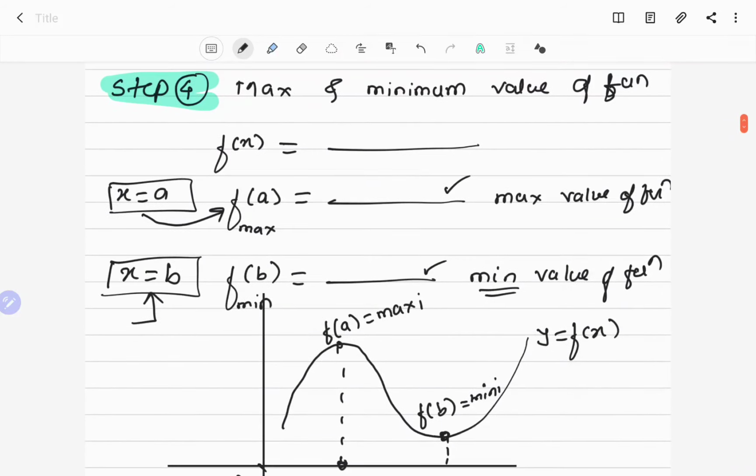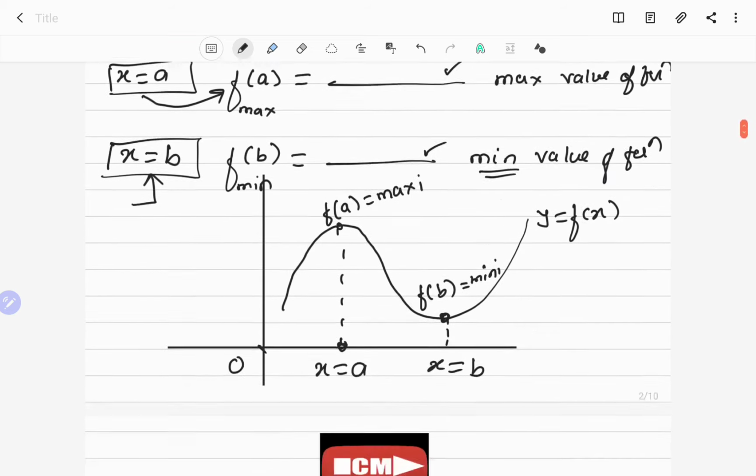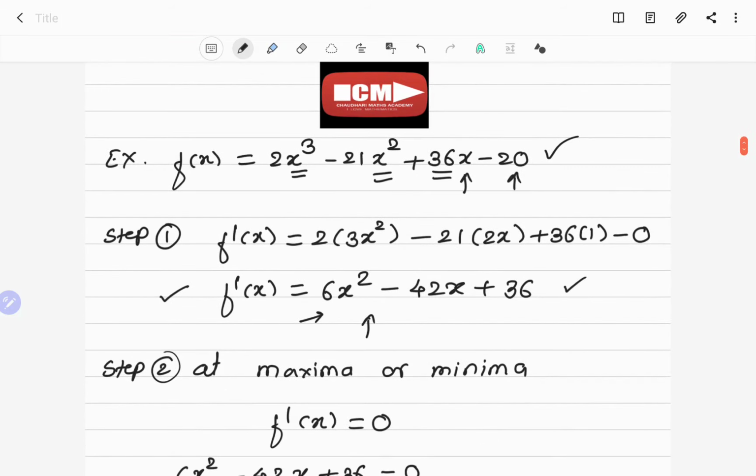Then the last step of the problem is finding the maximum and minimum value of the function. So please observe this last step, where we have to find the exact maximum and minimum value of the given function. So this is the given function.